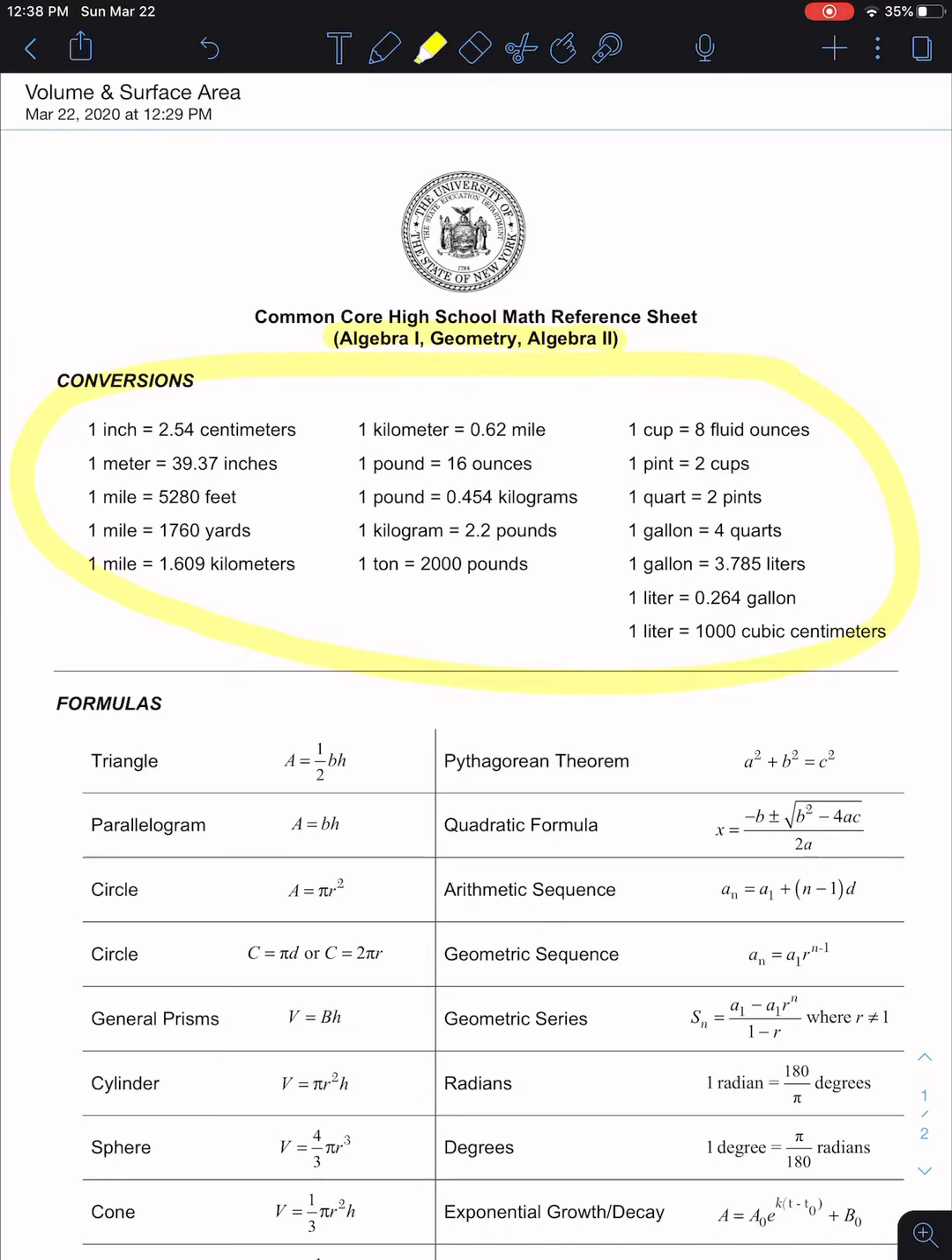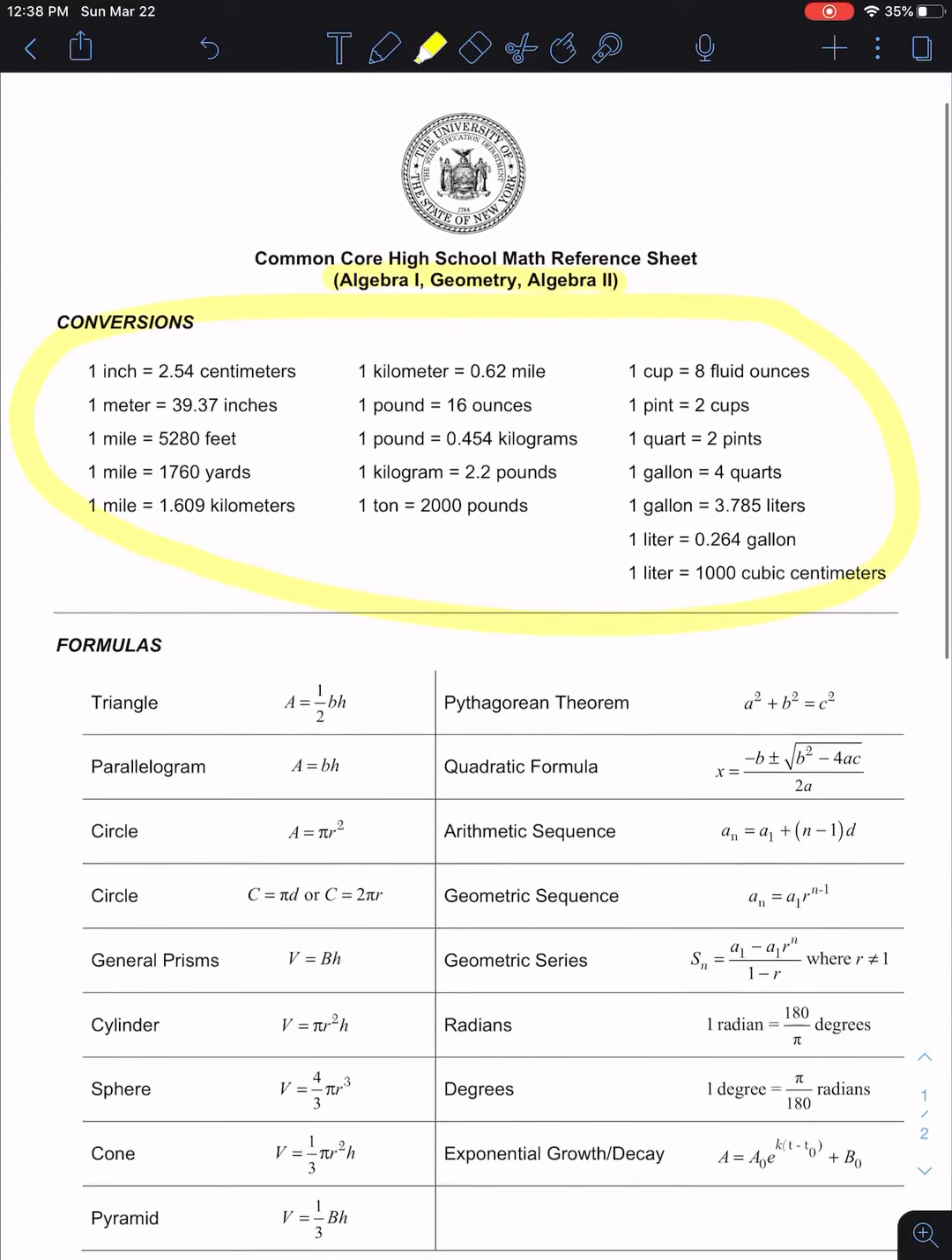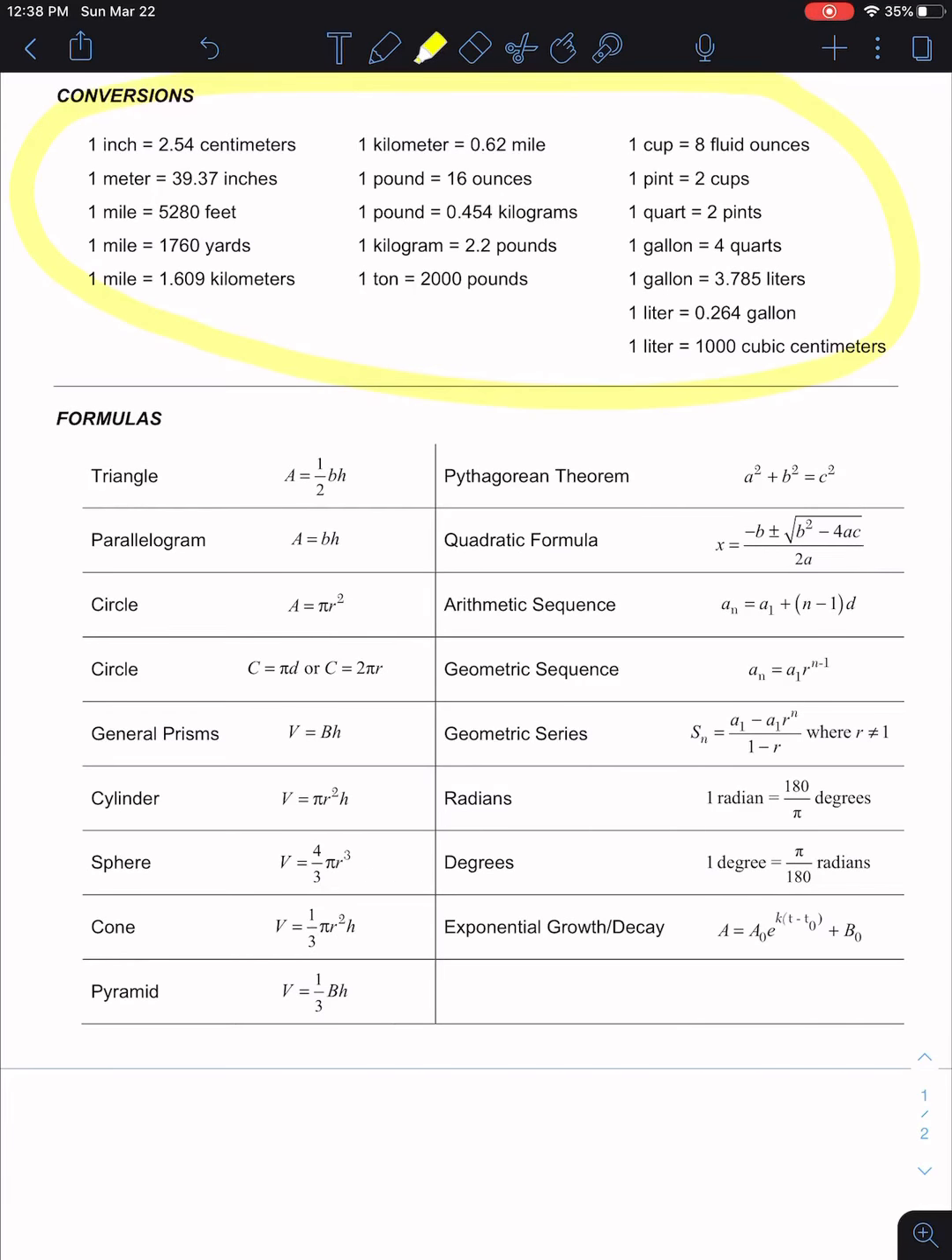It's going to happen. There's going to be a conversion problem in geometry. There's one every year on all the tests. Something where you're going to need to convert units. We can talk about that at a later date. They may come up here. We'll have to see. But what we're really looking at today is the entire left side of our formula sheet.